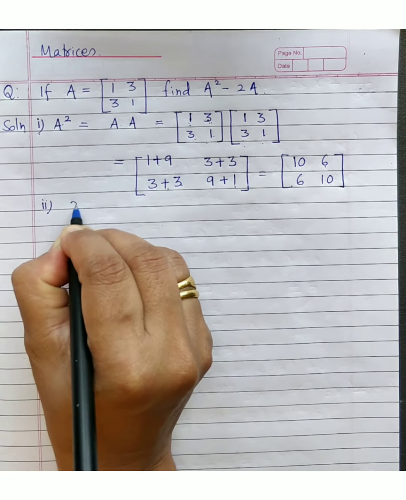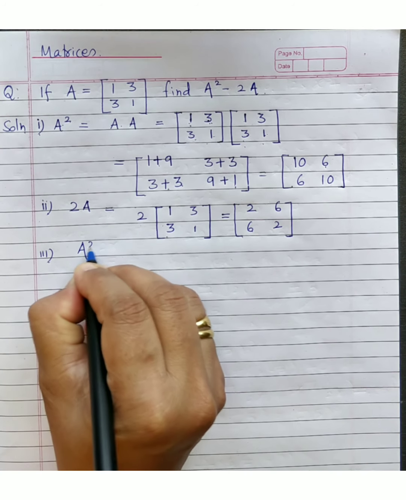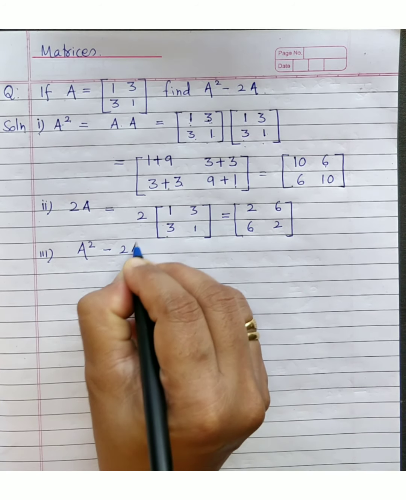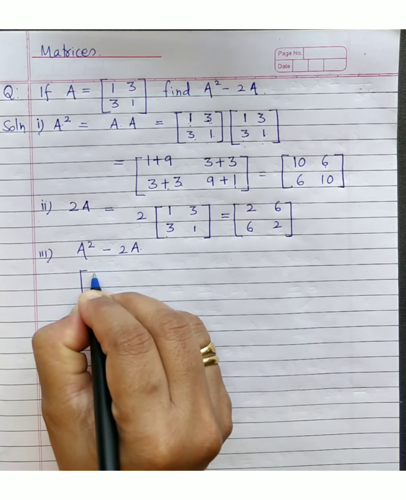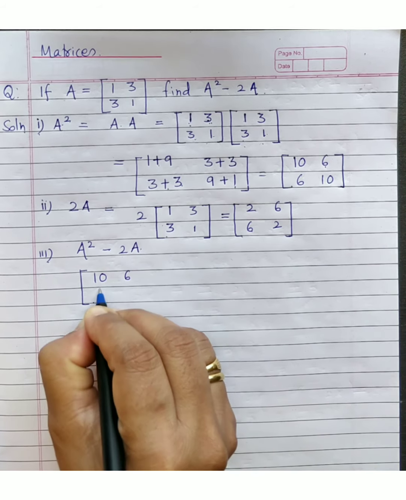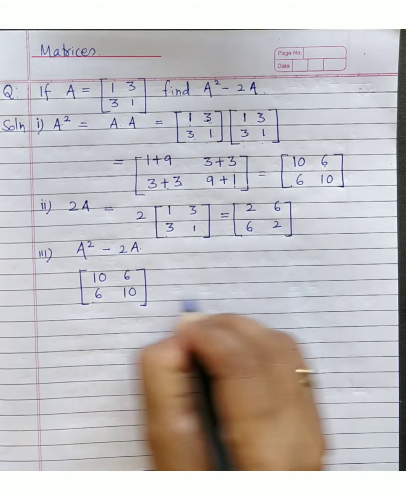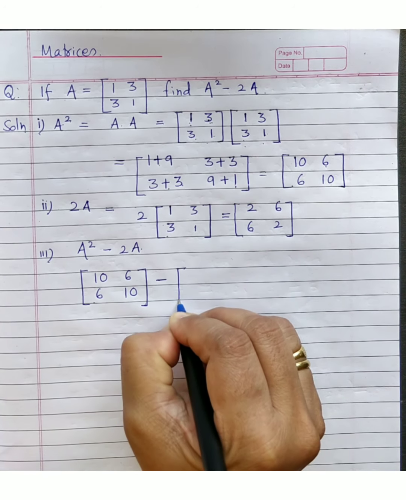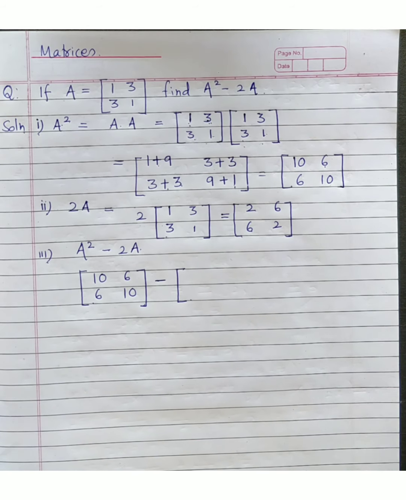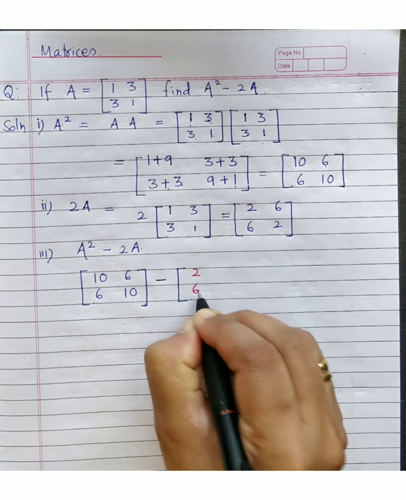And now you go in the third step, you perform the operation whatever is asked. It is A square minus 2A. So what is matrix A square here? 10, 6, 6, 10. What is the sign here in between? Minus. What is the matrix to be subtracted here? 2, 6, 6, 2.